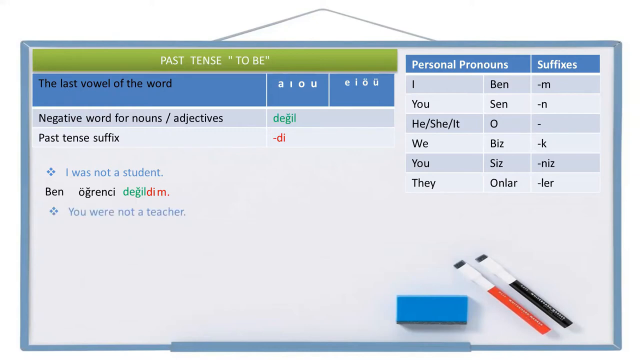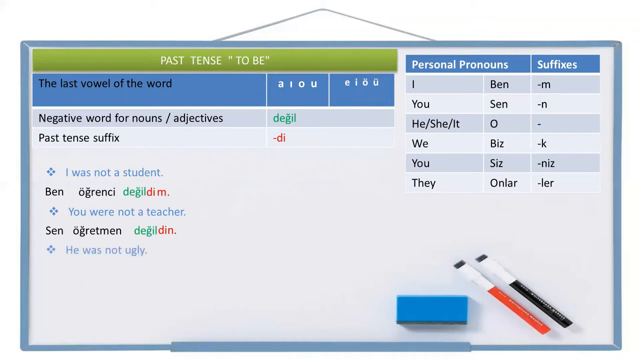Okay, let's write another example. You were not a teacher. Person pronoun you, sen. Teacher, öğretmen. Not teacher, öğretmen değil. Were not teacher, öğretmen değildi. And the person pronoun suffix to the end. Sen öğretmen değildin. You were not a teacher.